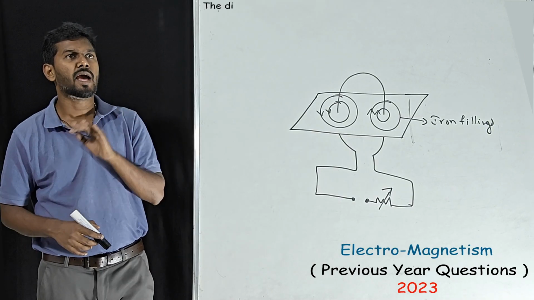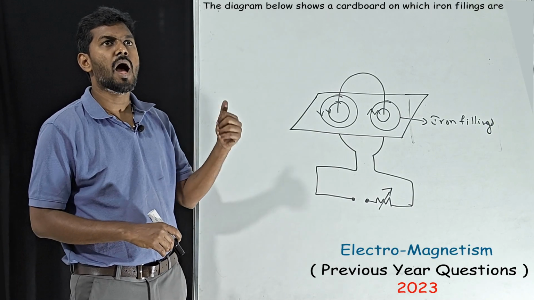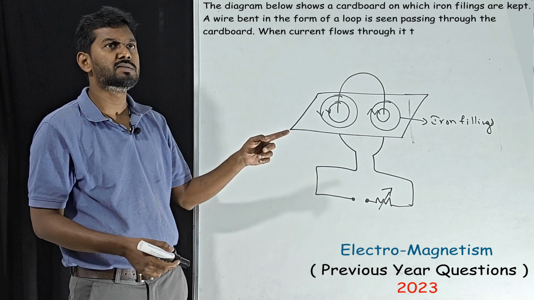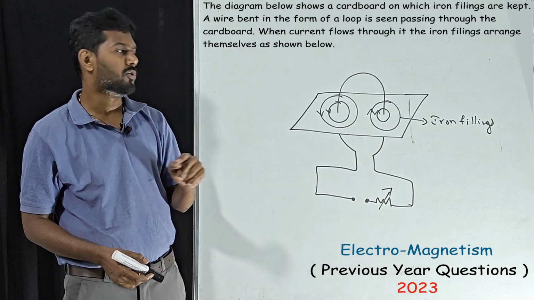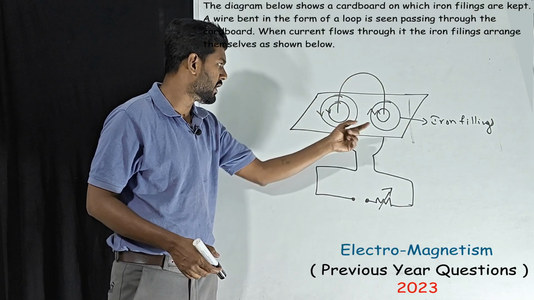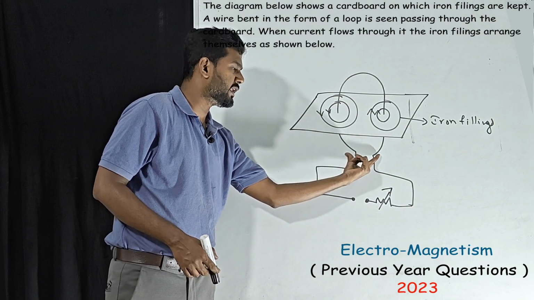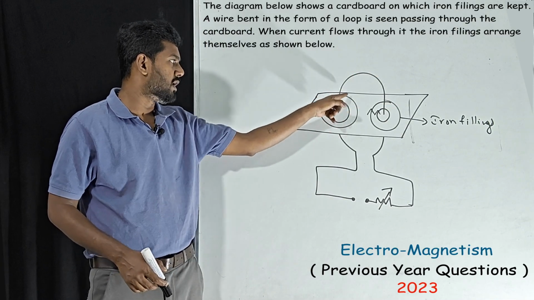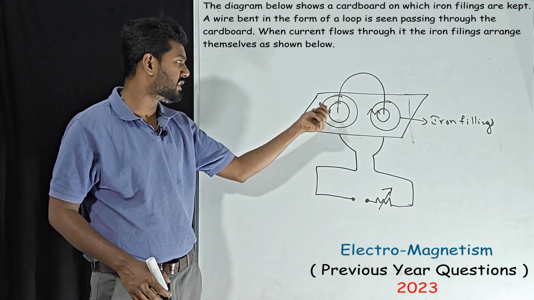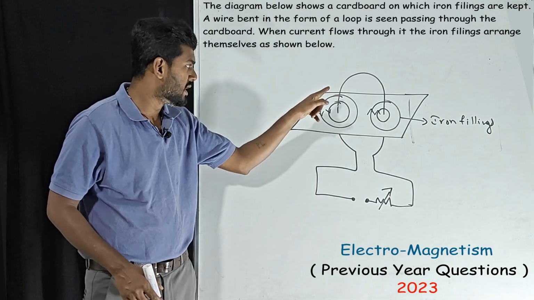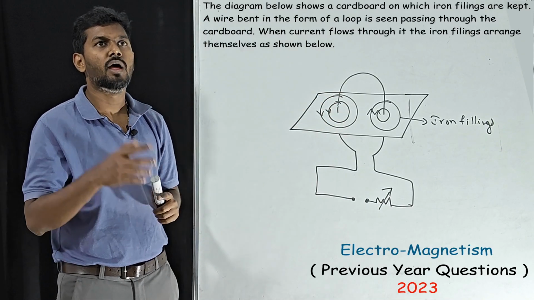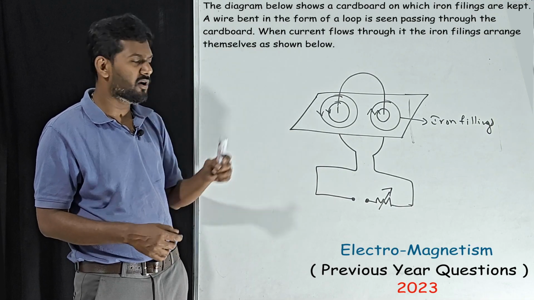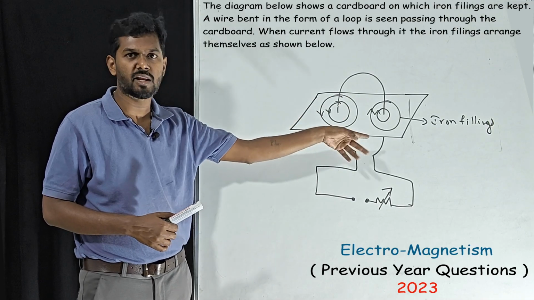Our next question. The diagram below shows a cardboard on which iron filings are kept. A wire bent in the form of a loop is seen passing through the cardboard. See, this is the loop of wire. It is passing through the cardboard. It is below the cardboard, and this is above the cardboard. And these circles, once you pass the electricity, these iron filings form the circles. Now when the current flows through it, the iron filings arrange themselves as shown in the figure.